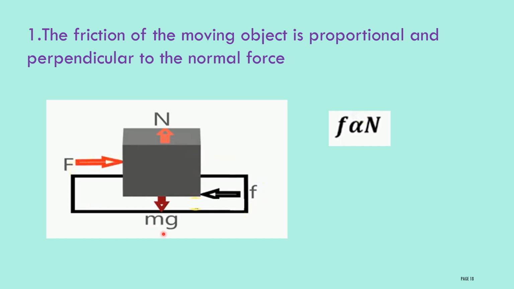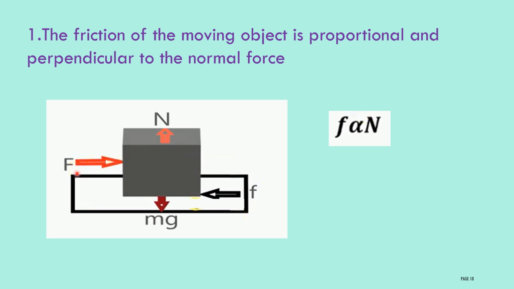Here F is equal to mg. This force it will execute because of the earth's gravitational force. G is nothing but the gravitational constant. Here small m is the mass of this cube. Then F is equal to mg. This much force will act on the floor or ground.